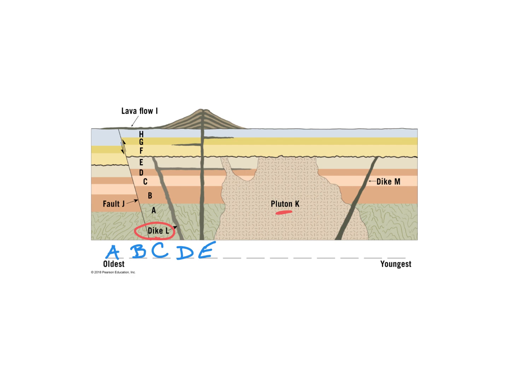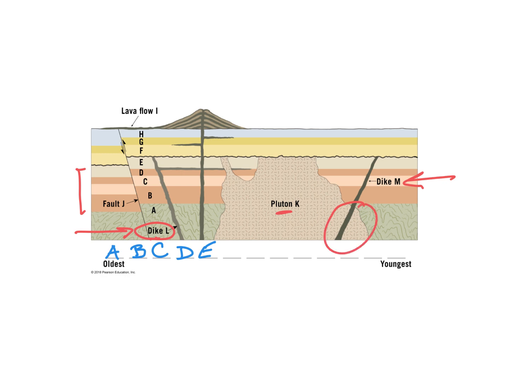So we have dike L down here, and we have dike M here. And notice that they don't just cut across these layers, but this one anyway, dike M, cuts across Pluton K right there.